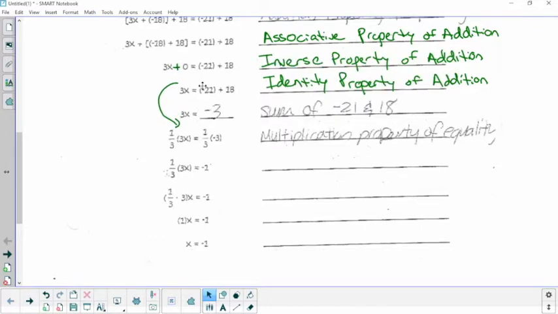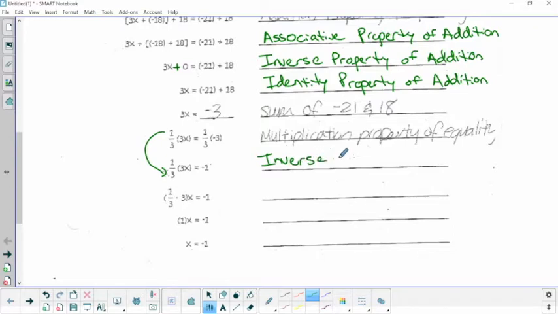From here to here, the change was negative 21 plus 18 became negative 3. That's just the sum of negative 21 and 18. From here to here, the multiplication property of equality says if you multiply both sides of an equation by the same number, it stays equal. That's fine. But from here to here, 1/3 times 3x, still the same. 1/3 times negative 3 became negative 1. That is the inverse property of multiplication. We finally have a multiplication property.